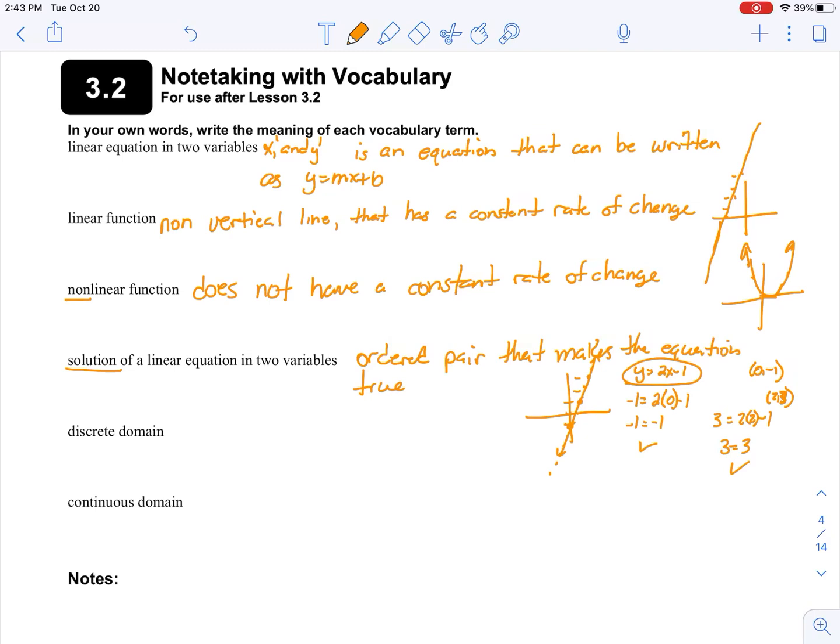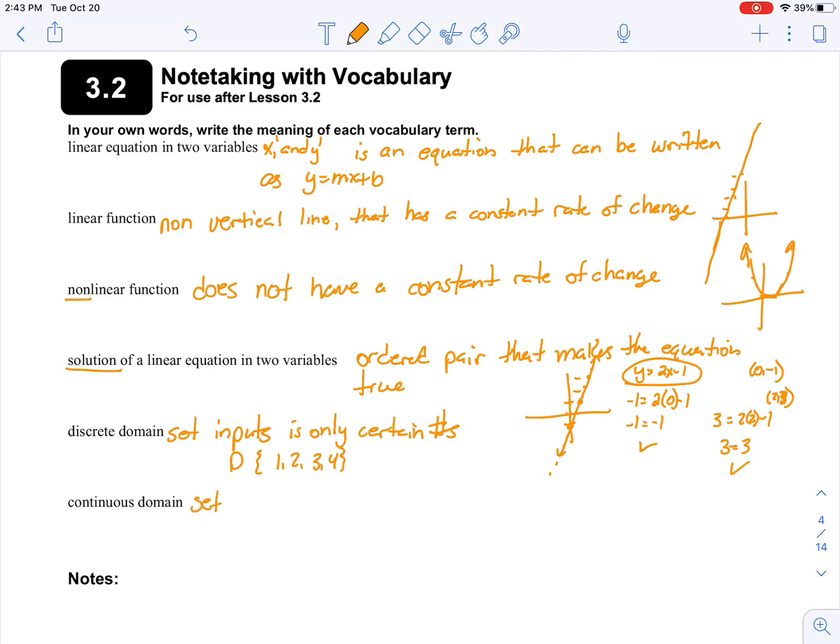Discrete domain. Again, the domain is your set of inputs. So it's a set of inputs that are discrete, meaning only certain numbers. So, for example, a discrete domain would be something like 1, 2, 3, and 4. So my domain is specifically those integers. Okay?